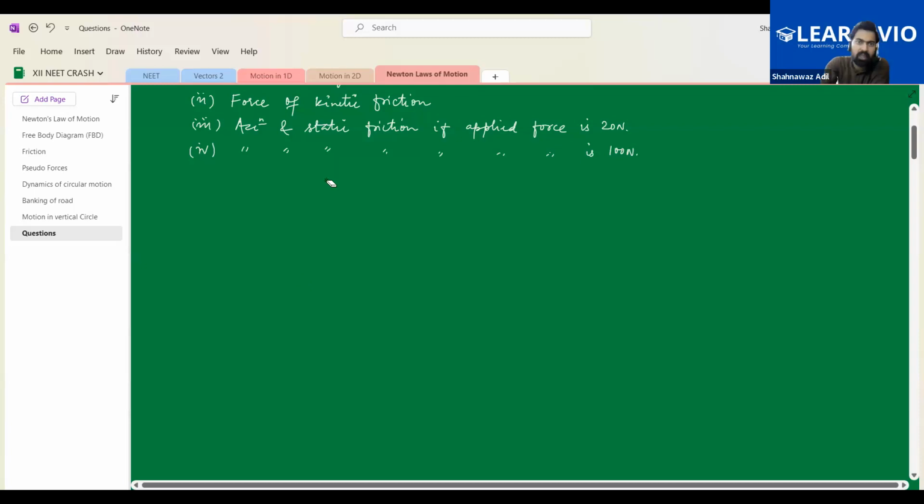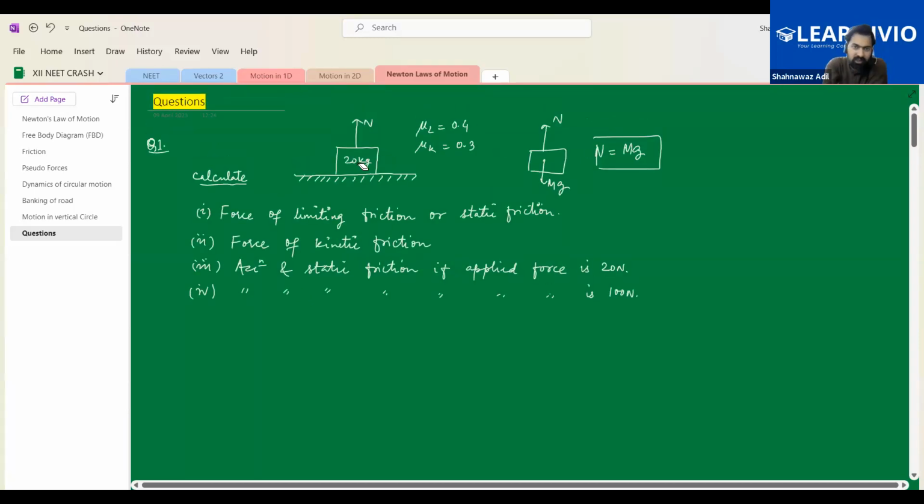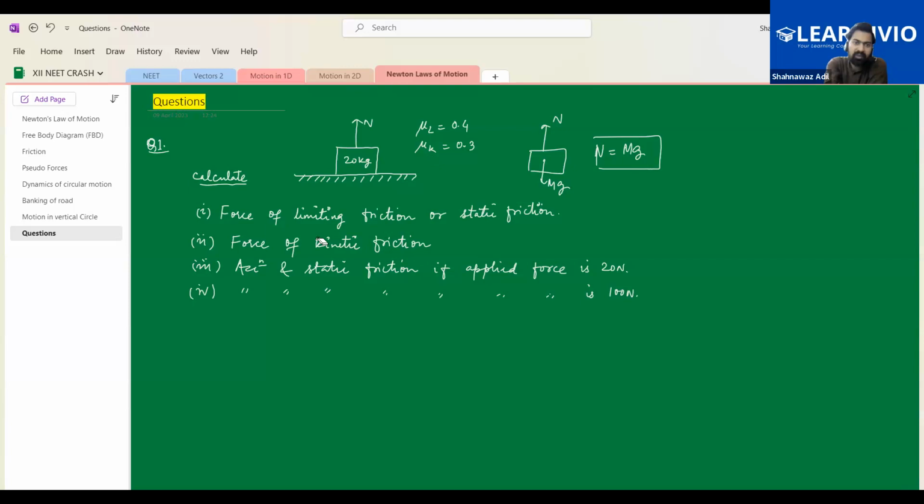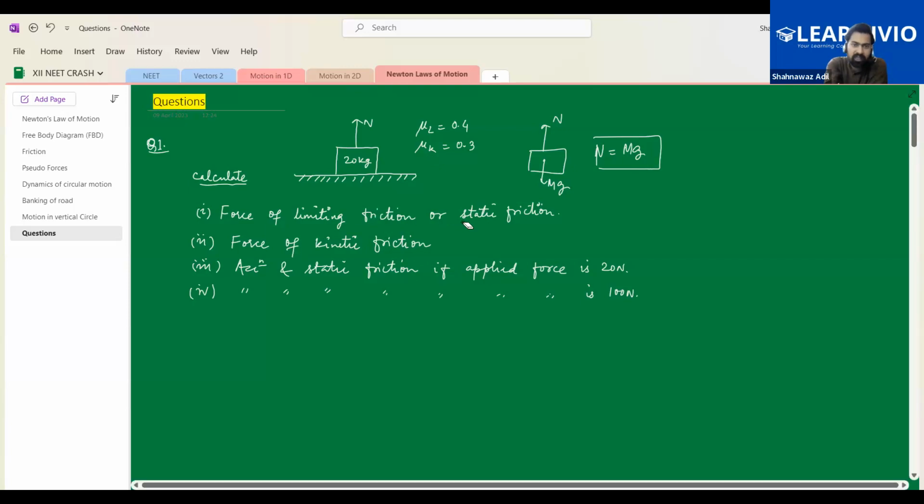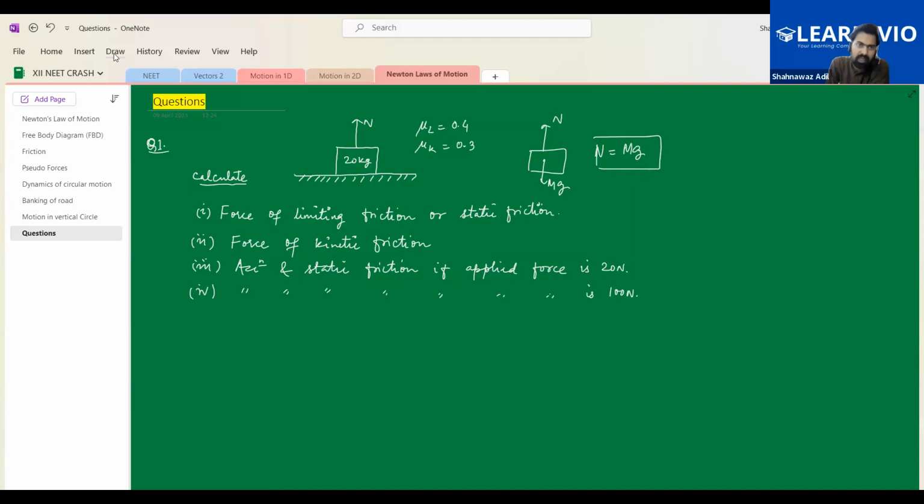So the first thing is that the mass of this block is given, that is 20 kg. You know the coefficient of limiting friction, you know the coefficient of kinetic friction, right? Then you have to find out the force of limiting or static friction, the force of kinetic friction, and then the acceleration and static friction if the applied force is 20 Newton. Then acceleration and kinetic friction if the applied force is 100 Newton, right? So this is the first question.